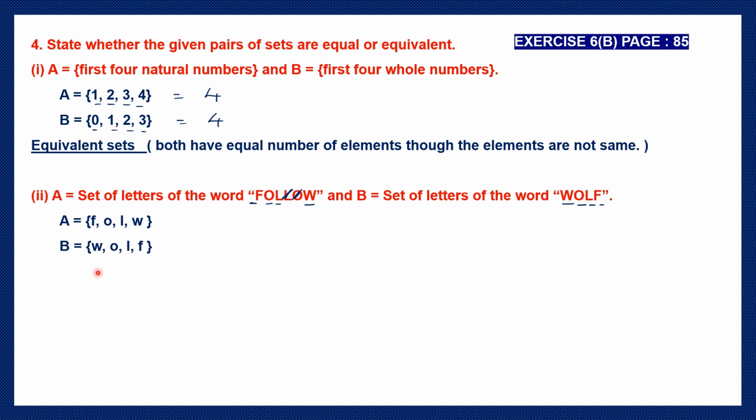Now here if you see, you have the same number of elements, isn't it? We have 4 elements in both A as well as in B. Now let's look at the elements themselves. Here we have F, here also we have F.